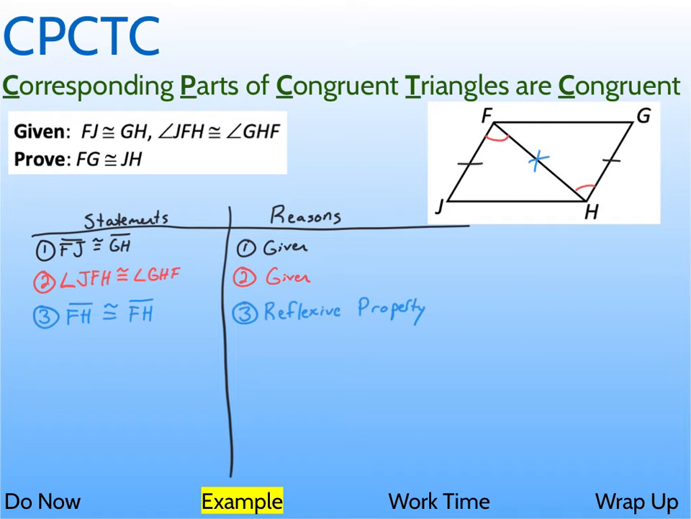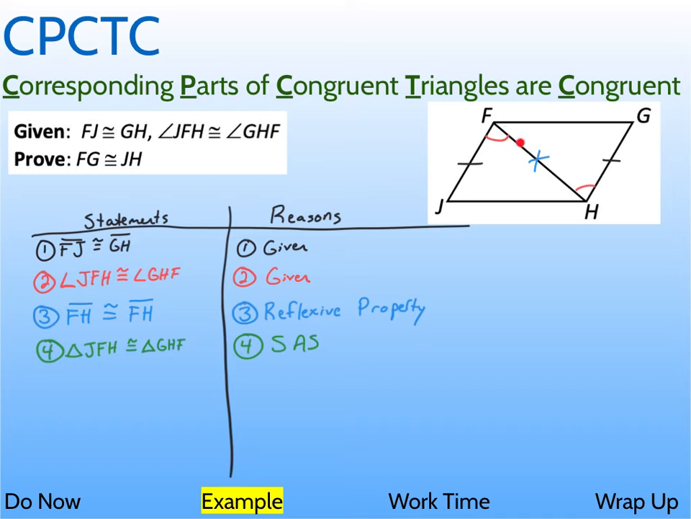So there we have it. We have a side, angle, and side on both of these triangles. That right there is enough to prove that triangles are congruent. So let's do that step next. So triangle JFH is congruent to triangle GHF by side, angle, side.